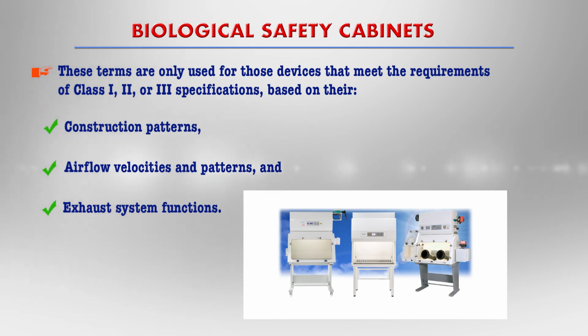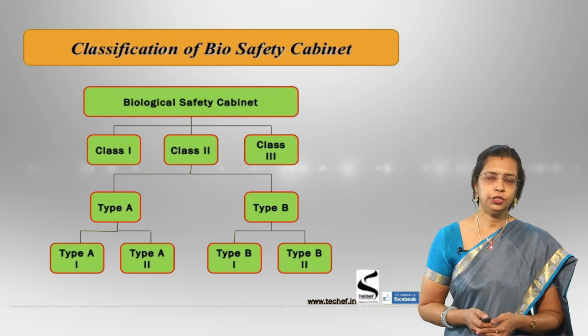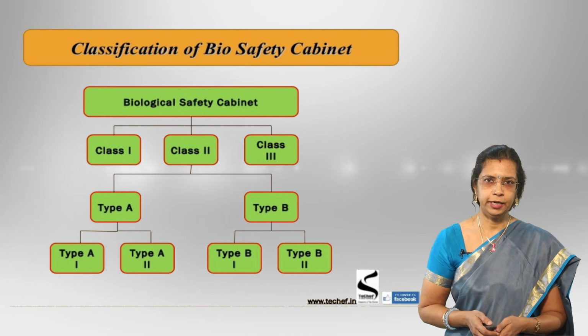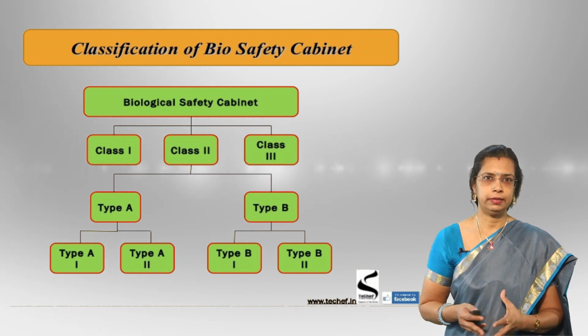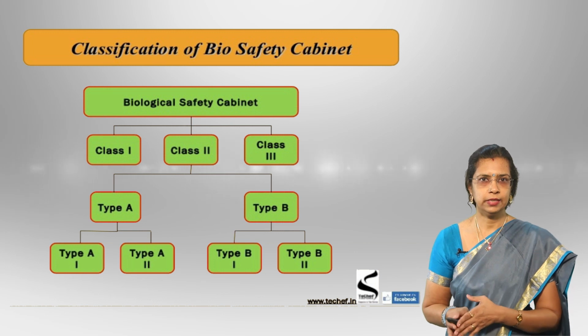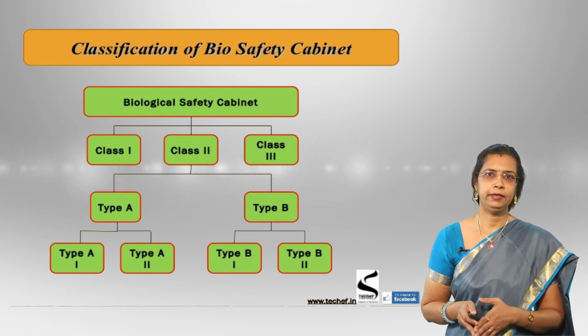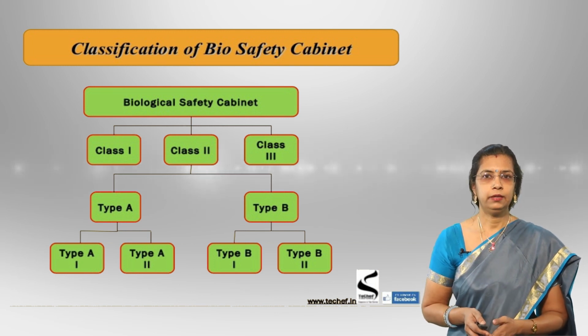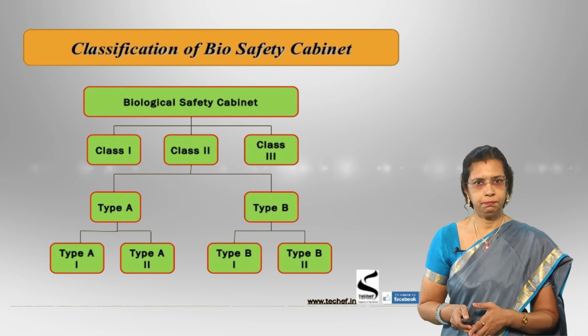These depend on the construction pattern, the airflow velocities and their patterns, and the exhaust system functions. So depending on these three, the biosafety cabinets will be classified as class 1, class 2 or class 3. In this flow chart you can see the biological safety cabinets can be classified into 3 types: class 1, class 2 and class 3. In this we have type A and type B. Under type A we have type A1 and type A2. Under type B we have type B1 and type B2.